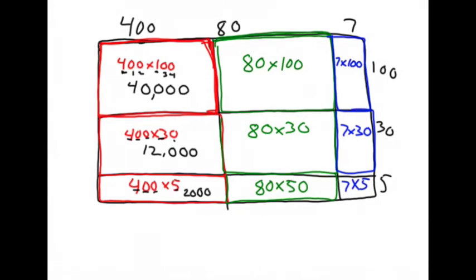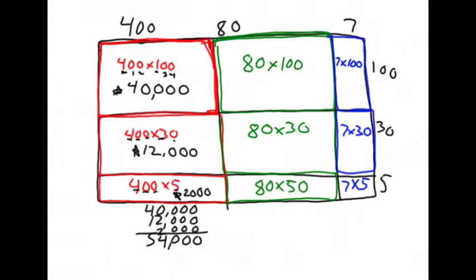Now what I can do is add 40,000 plus 12,000 plus 2,000 to find the total of just these 3 boxes. So 40,000, 12,000, and 2,000. I'm just adding this up now. So I get a total of 54,000 for those 3 boxes.